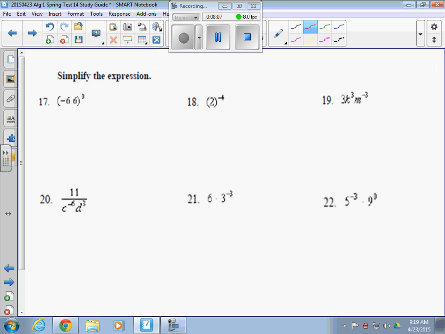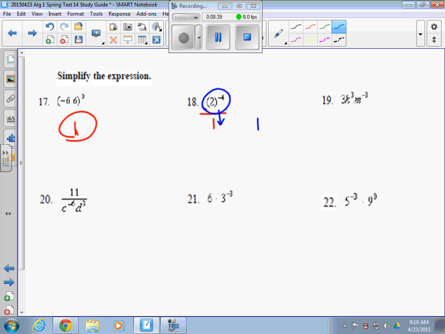Then we get a lot quicker type problems. Negative 6.6 to the 0 power: remember, anything raised to the 0 power is 1. Next, 2 to the negative 4th power. Anything raised to a negative exponent rides the elevator. This is not a fraction right now, but we can create a fraction by putting it over 1. If it's at the top, it goes down. If it's at the bottom, it goes up.